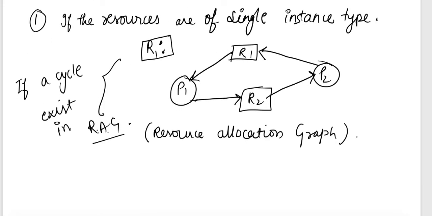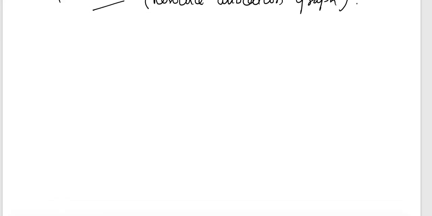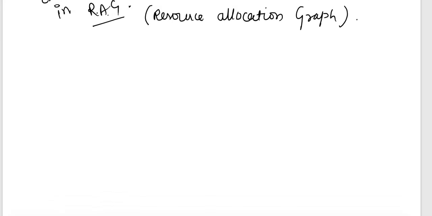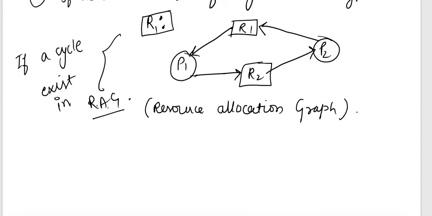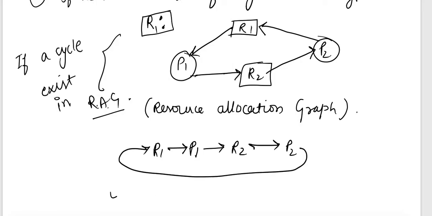How can you find out the cycle? BFS, DFS, whatever you want, you can apply. You can detect the cycle. Now, if the cycle is present, it is confirmed that a deadlock is going to happen. We have detected the deadlock. See, this graph can also be written like this. Resource R1 is with P1, and P1 is requesting R2, and R2 is with P2, and P2 is again requesting R1. Got it? So we can see that there is a cycle.